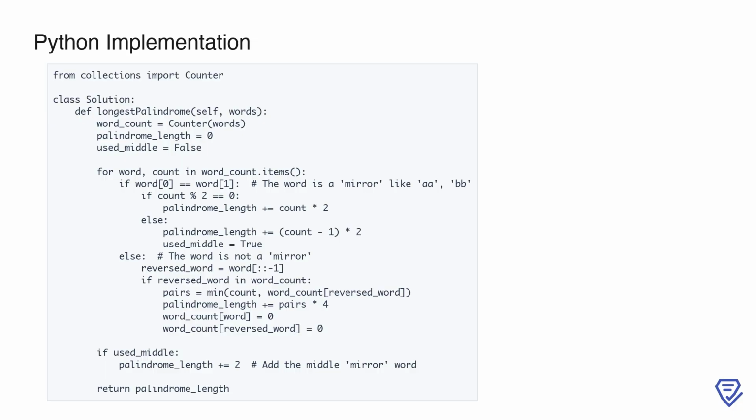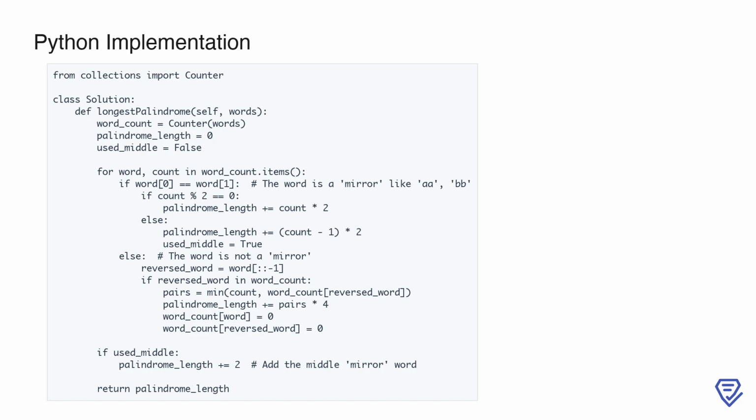After processing all words, the code checks if any mirror word has been reserved for the middle of the palindrome, indicated by the used_middle flag. If so, an additional 2 is added to the palindrome length. The function finally returns the calculated palindrome_length.